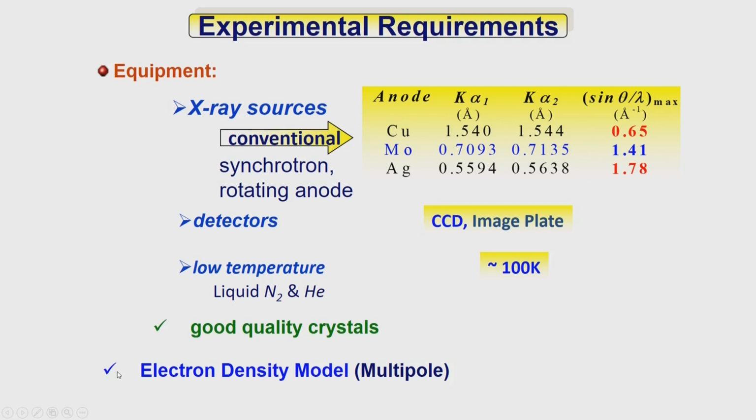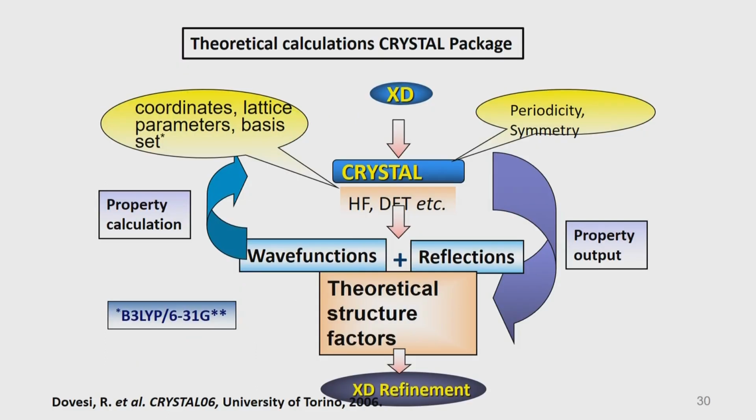Only when we can tick these 2, we can do the charge density analysis, and therefore aid in the development of the ideas of quantum crystallography. So, we have to have good quality crystals, that is the first requirement. The second requirement is that we should have a good electron density model. This is the multipole model which we just now discussed. If we have these 2 properly done, then we can go further, and now we can bring in the aspect of combining theory and experiment.